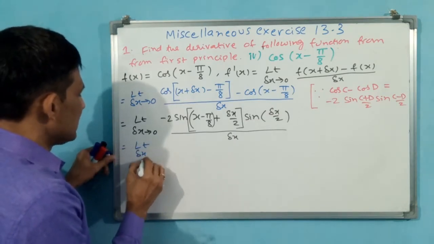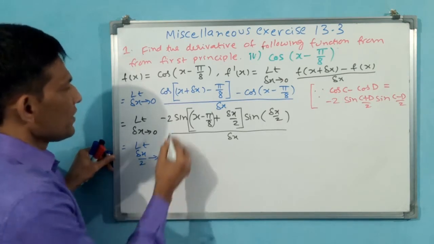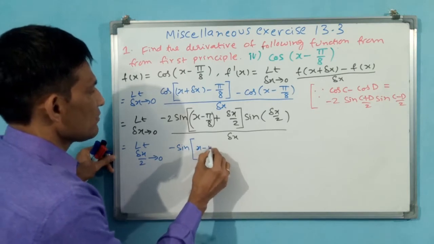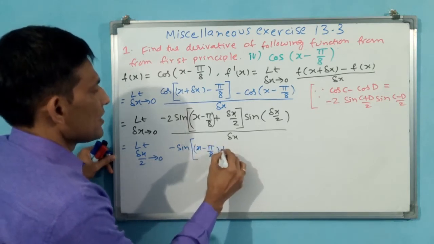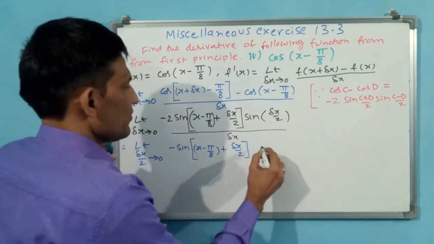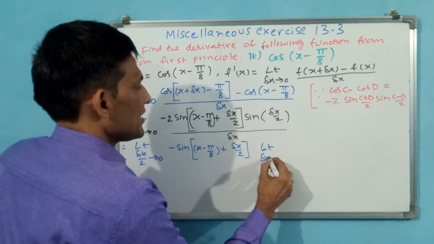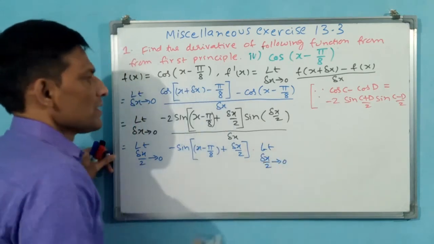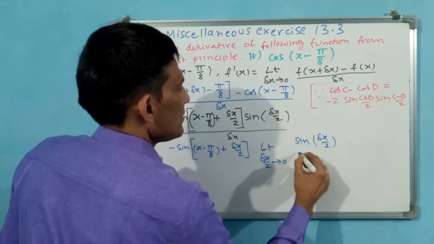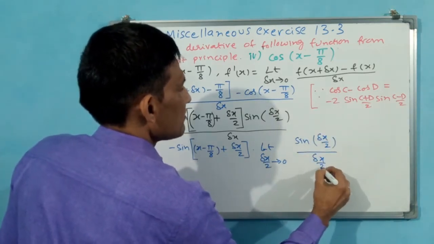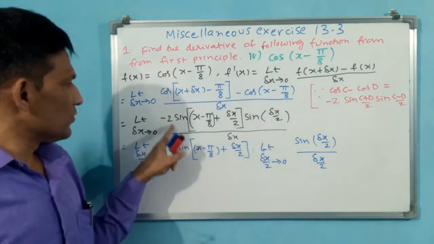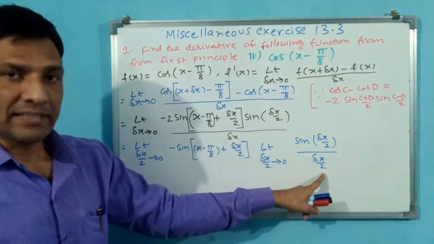Limit delta x by 2 tends to 0. You see, minus sin(x minus pi by 8 plus delta x by 2). Okay? This is 1 into limit delta x by 2 tends to 0 of sin(delta x by 2) divided by delta x by 2. Okay? This 2 how it has come? Here this 2 is there. This 2 now not there. Here it has come. Okay?